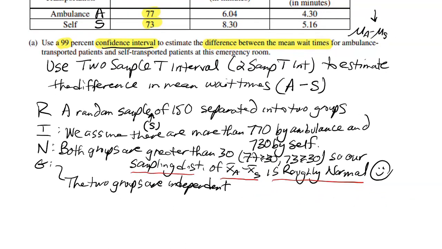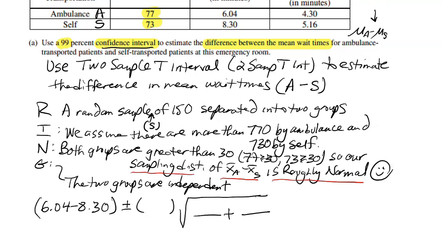The formula for a two-sample t interval is your difference in sample means. So I'll do 6.04 minus 8.30. That's our statistic. So it looks like people by ambulance get there 2 minutes faster, 2.5 minutes faster on average. Plus or minus our t critical value times the variance for ambulance and the variance for self-drivers.